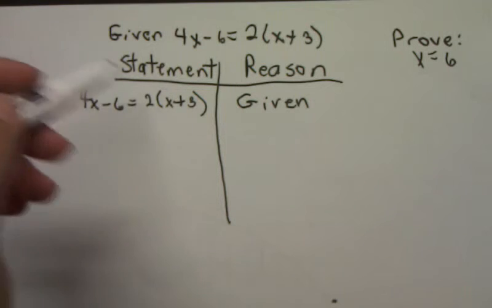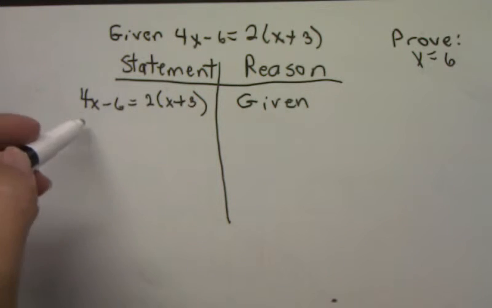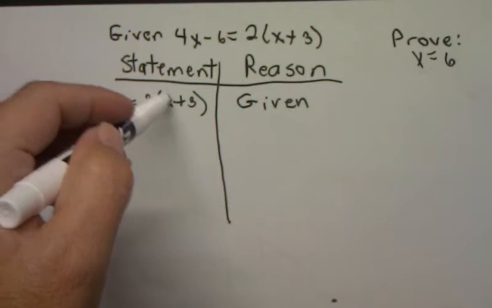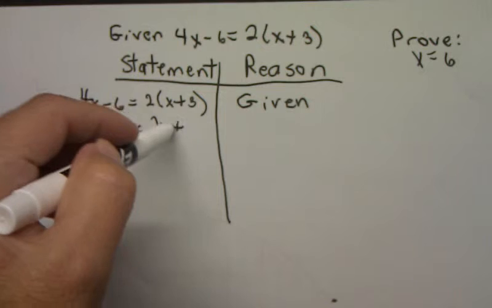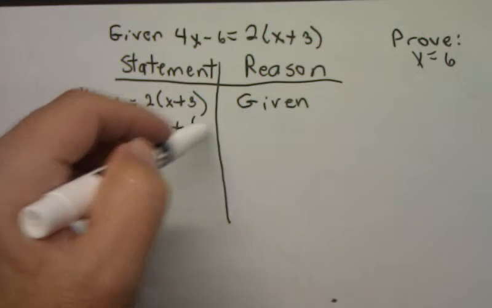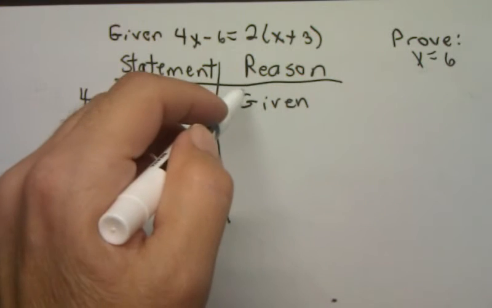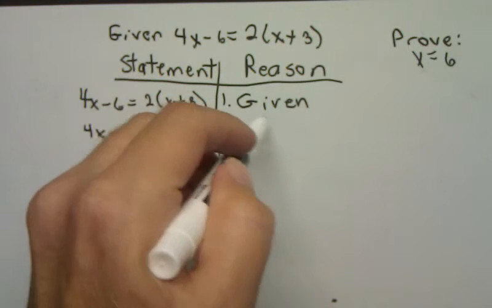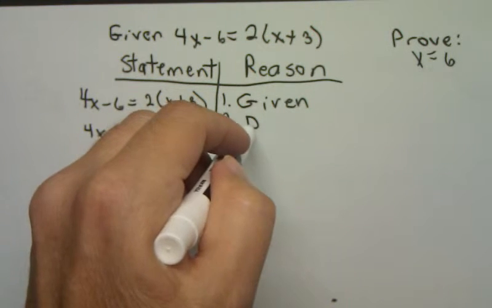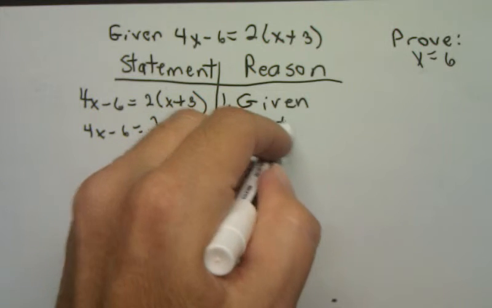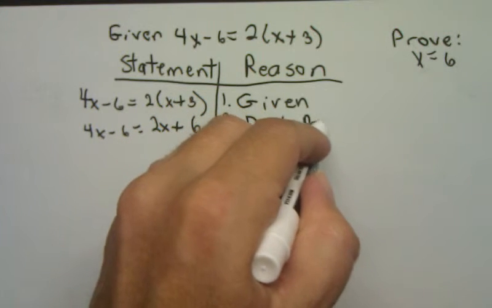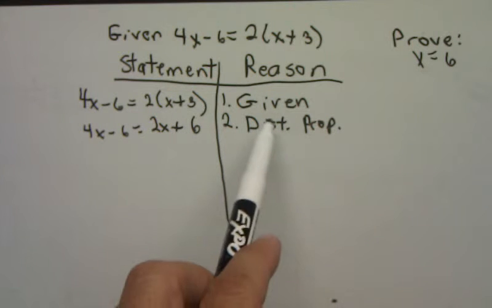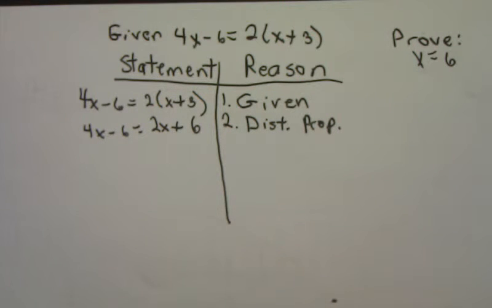Now, the next thing I would do, we know we have to get rid of the parentheses first. We have 4x minus 6 equals 2 times x is 2x plus 2 times 3 is 6. Why? We know this because of the distributive property. So over here I can write distributive property, and you can abbreviate, that's fine. Okay? So I proved that because the distributive property says I can do that.